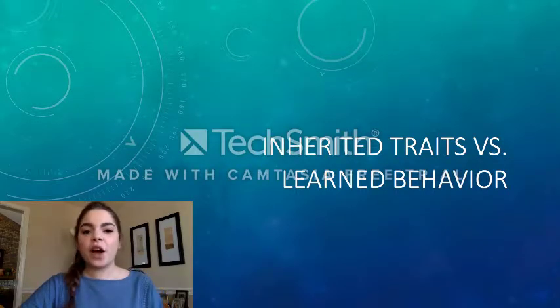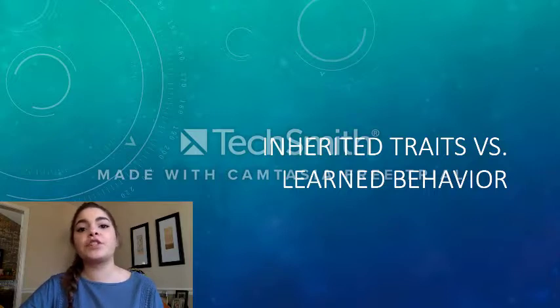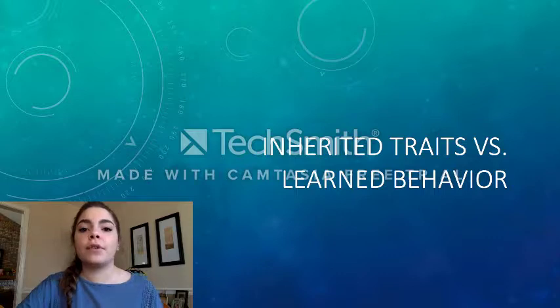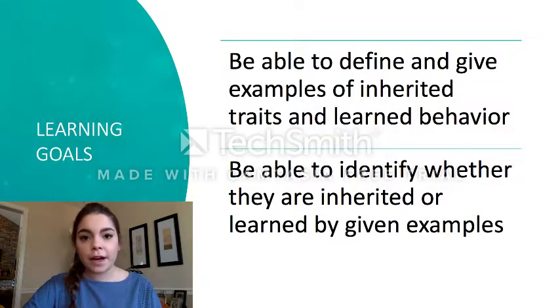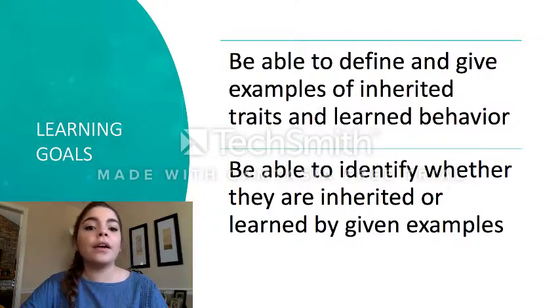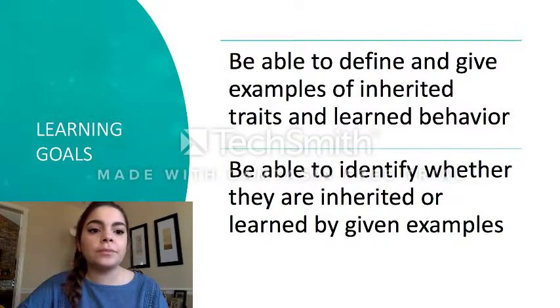So today we're going to talk about inherited traits versus learned behavior. The goals I want y'all to keep in mind and to achieve are to be able to define and give examples of both inherited traits and learned behavior, and also be able to identify whether they are inherited traits or learned behavior based on examples that are given. So let's go ahead and start.